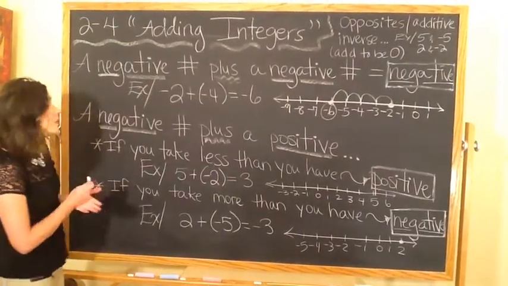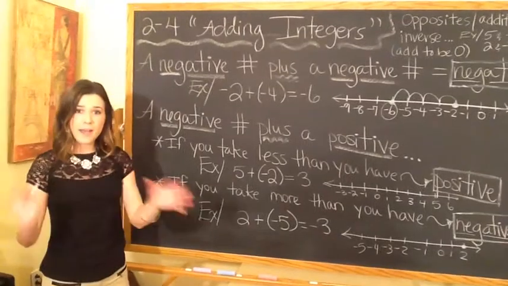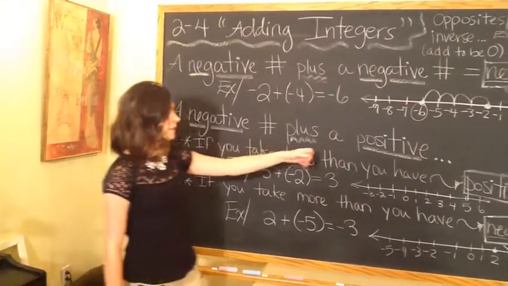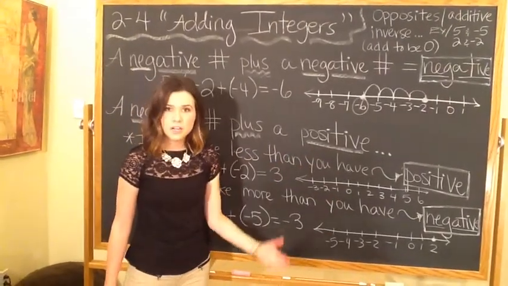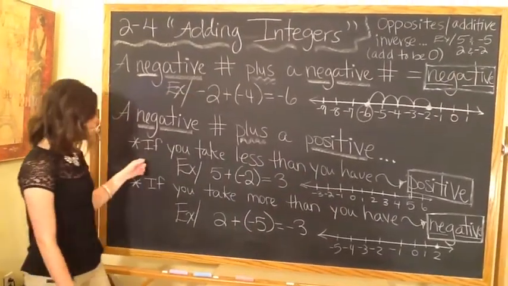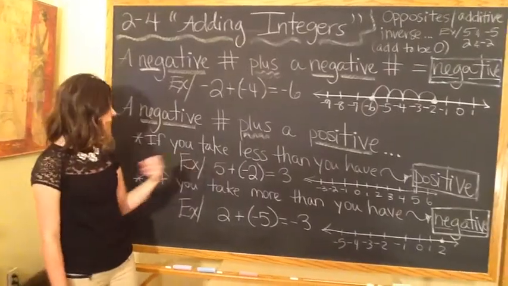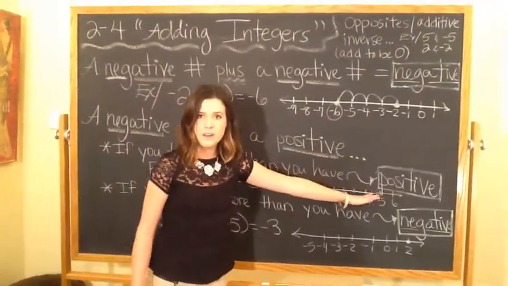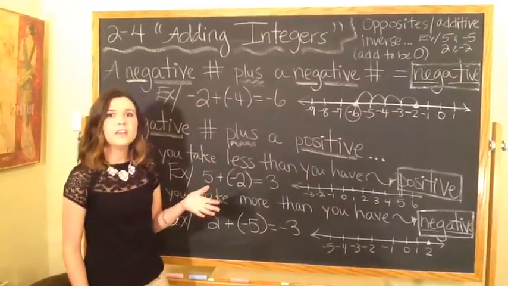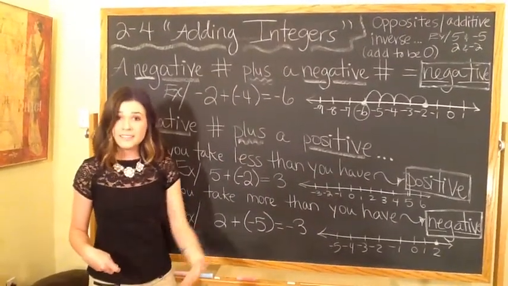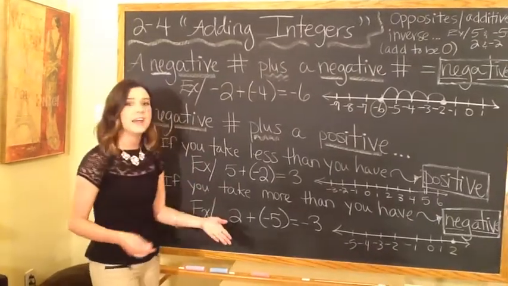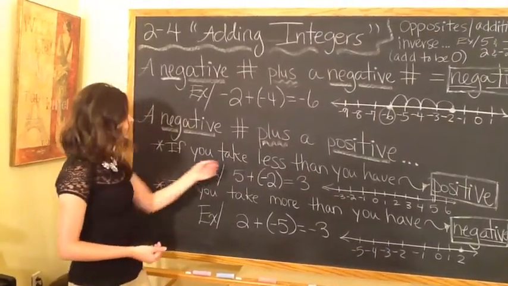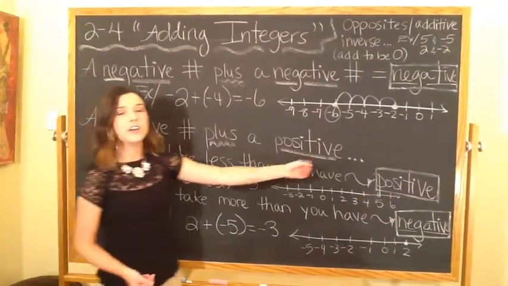Alright, now when you're adding a negative plus a positive, we have two different scenarios here. So if you're adding a negative plus a positive number, what are our two scenarios? Our first scenario is if you're taking away less than what you have, your answer is going to be positive. Now, when you see the word take away, you're thinking, well, doesn't that mean subtract? And it does, but also when you're adding a negative, it's the same action as if you're subtracting. So, if you're taking away less than what you have, your answer is going to be positive.